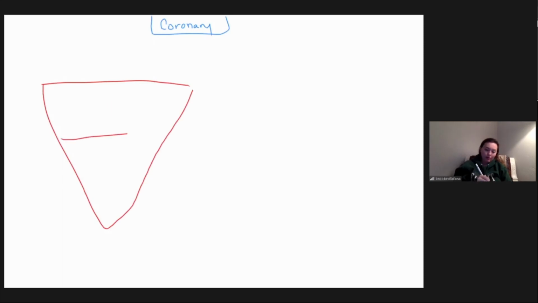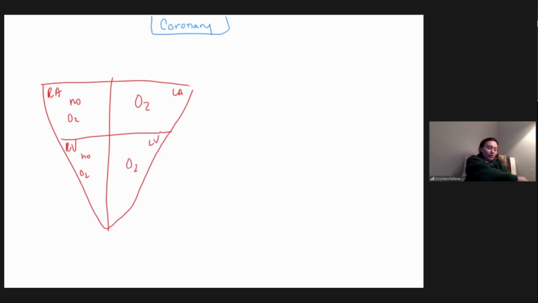So now let's talk about the coronary, since you brought that up. It's a good one. We'll talk about that next. So if we're looking at our heart again, and we already talked about the right side, right atria, right ventricle, no oxygen, no oxygen. We already talked about how it goes to the lungs and comes back, right? And we know that the left side has oxygen. So when we talk about the left side, we're going to talk about the aorta.